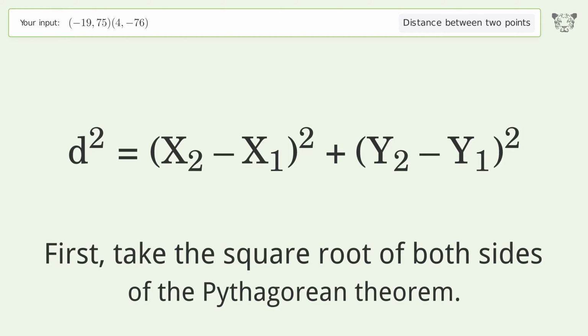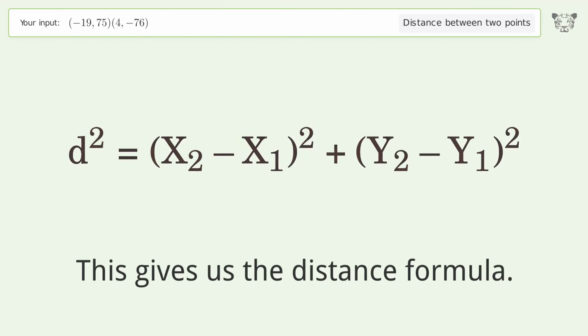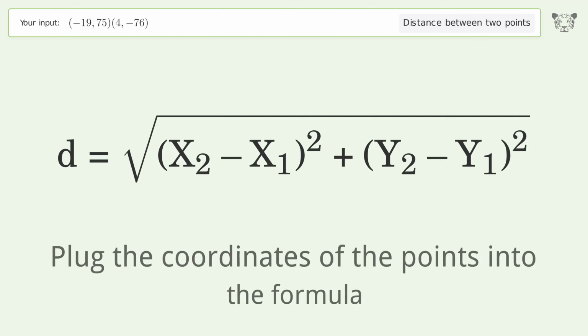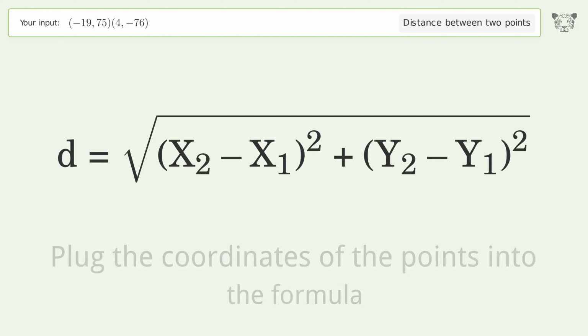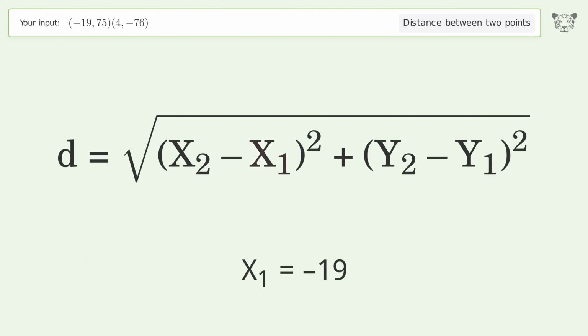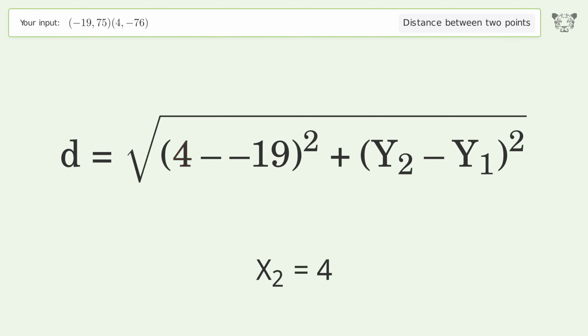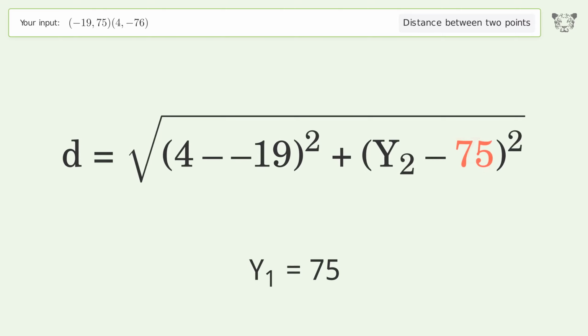First, take the square root of both sides of the Pythagorean theorem. This gives us the distance formula. Plug the coordinates of the points into the formula. x1 equals -19. x2 equals 4. y1 equals 75. y2 equals -76.